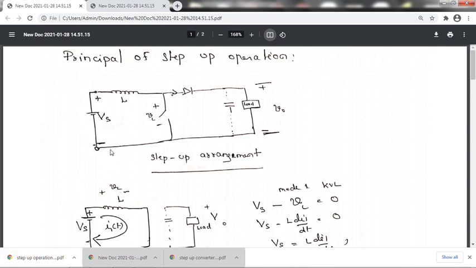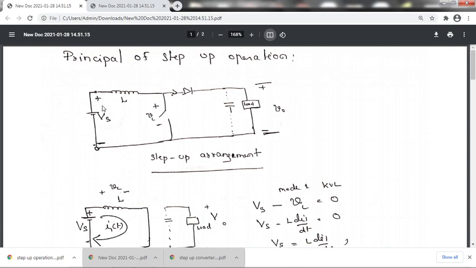Principle of step up operation. So here we are studying the step up DC to DC converter. Here the source voltage is shown.